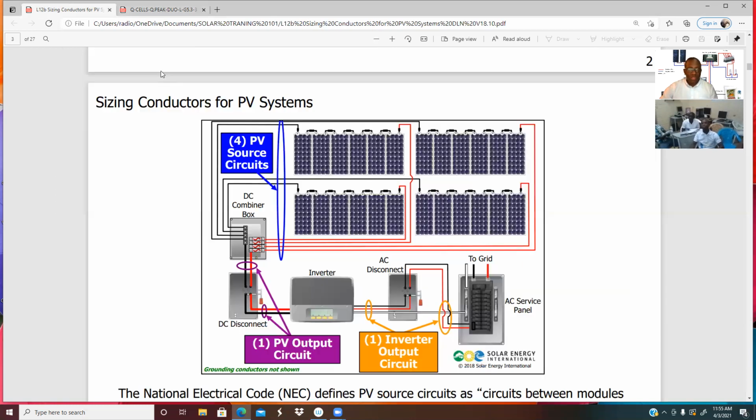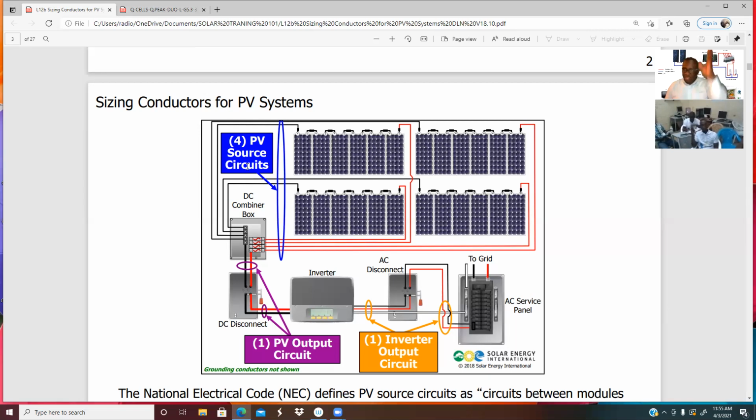But they are saying for the continuous duty, we have to find the continuous duty for this PV source circuit. We are going to multiply what we found yesterday, that 12.6, by another 1.25, which will give us 15.75. So 15.75 is 15.8. Isn't that what it is? It will give us 15.8.